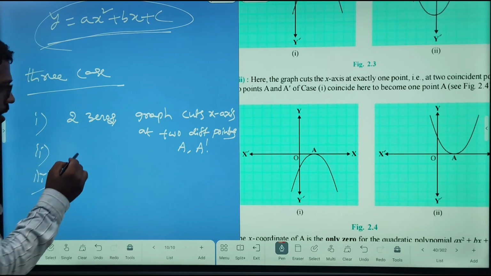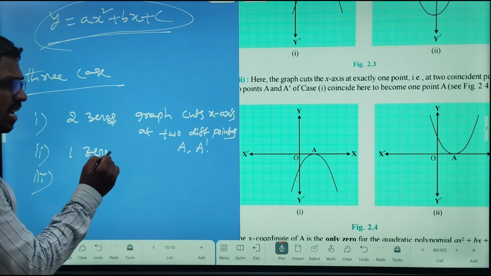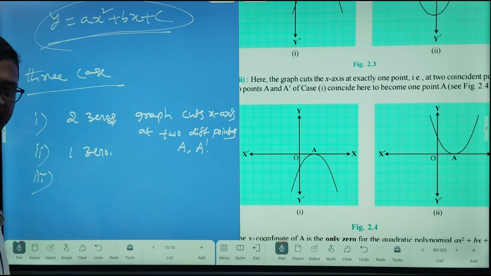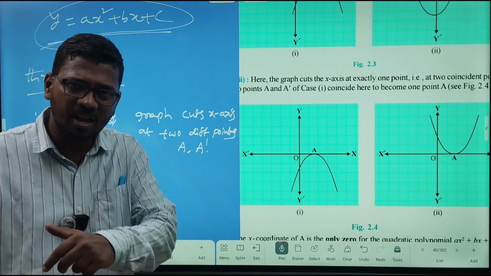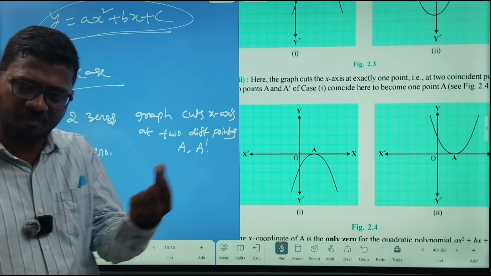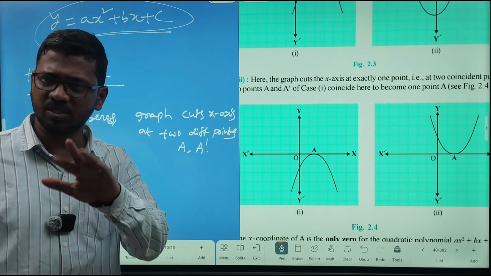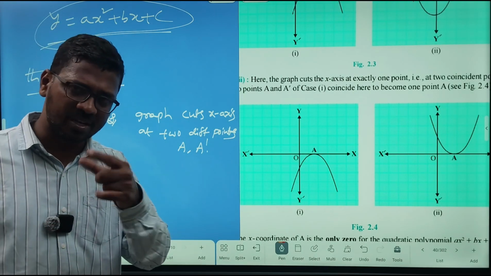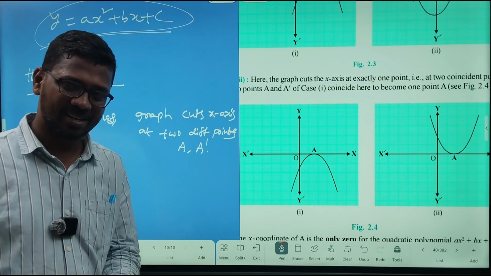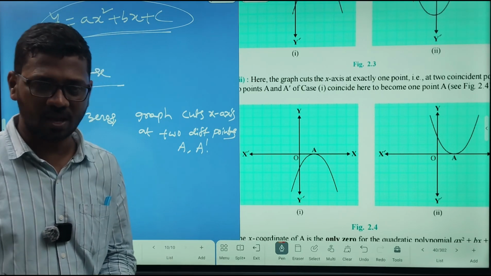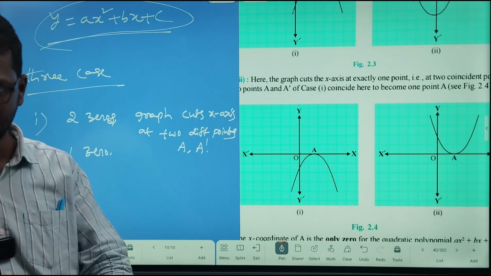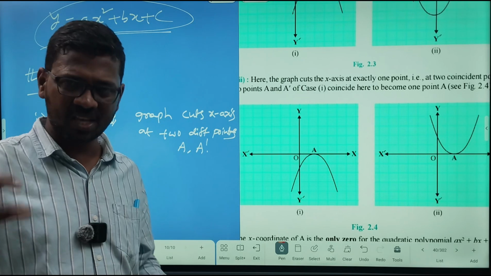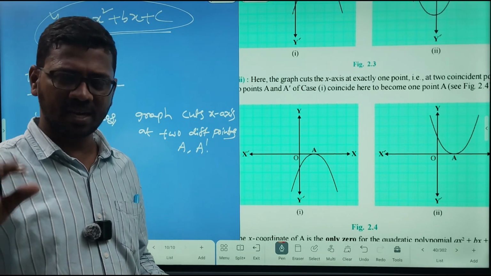Here case 2, 1 zero only. 1 zero means both are the same. Actually, a quadratic polynomial will have 2 zeros, so if it touches only at 1 point, both A and A dash points coincide. Suppose you got the zero as 5, then 5 comma 5 are the zeros. If you got only 1 zero, it should be repeated, like the roots of a quadratic equation. If you got only 1 zero, you have to repeat that zero. It means if 2 is the zero of the polynomial, and you got only 1 zero, that is 2.